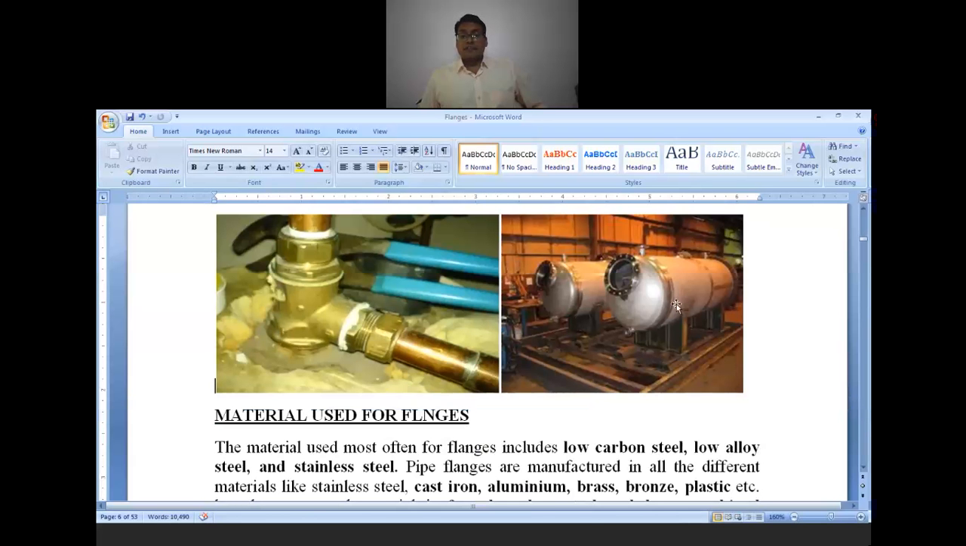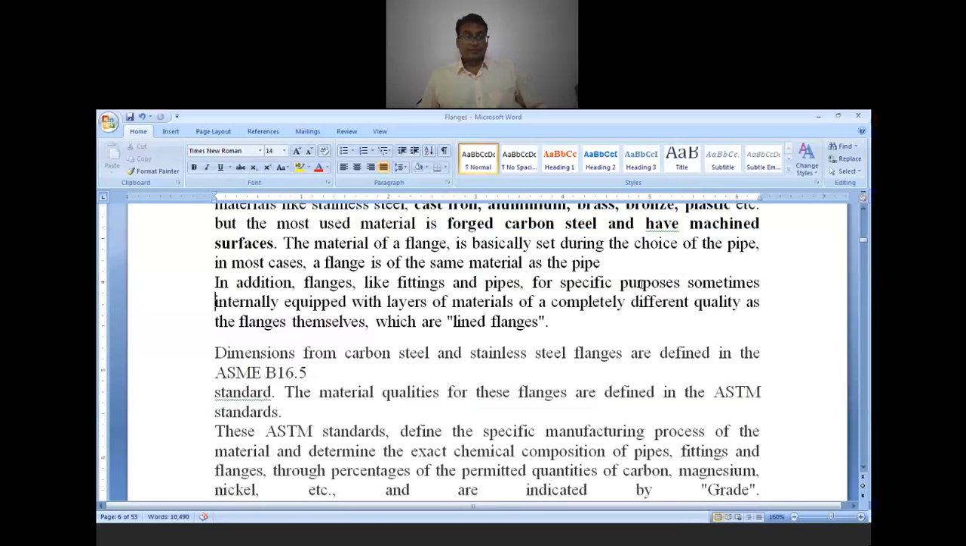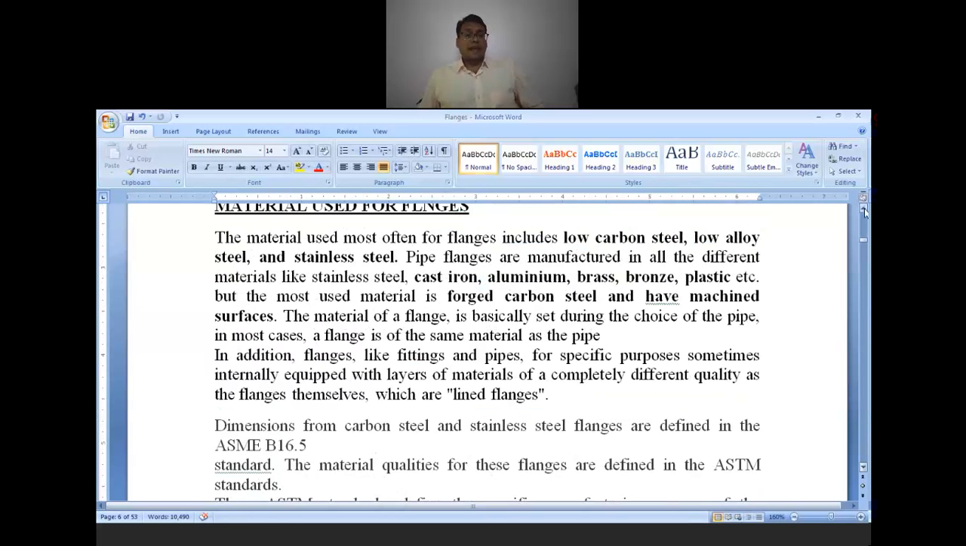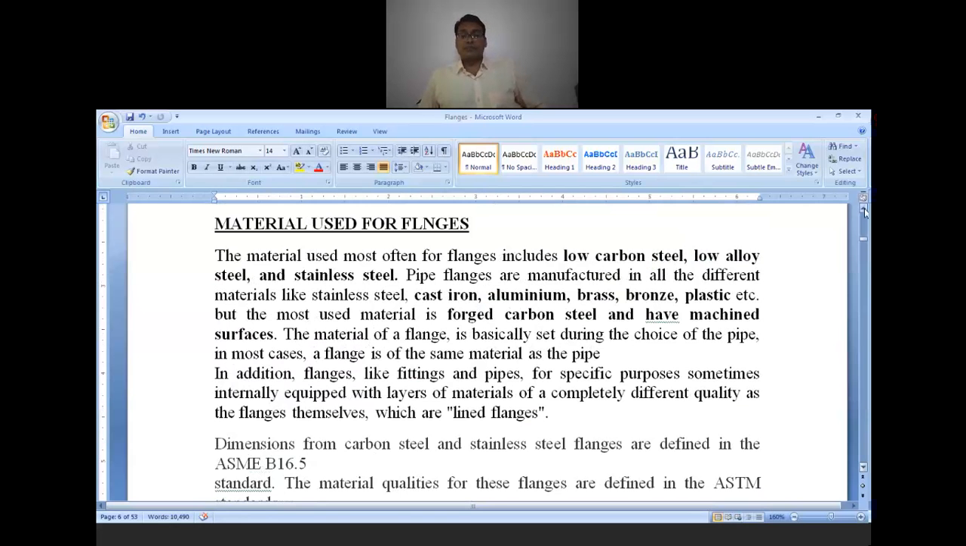These are again the vessels to which the flanges are provided. Now, what is the material of construction for the flanges? Material used for flanges. Generally, it's low carbon steel that is used, low alloy steel, stainless steel, mild steel, cast iron, aluminium, brass, bronze. Nowadays, plastic is also used.